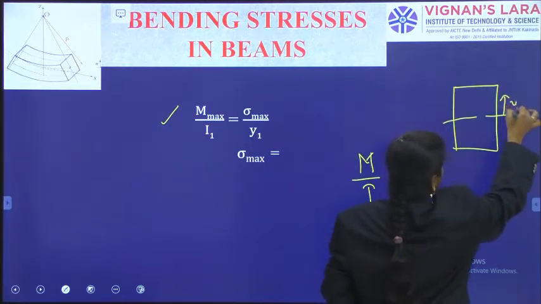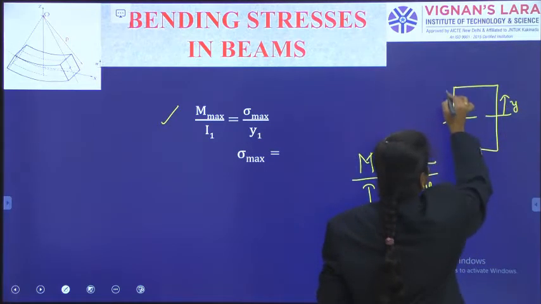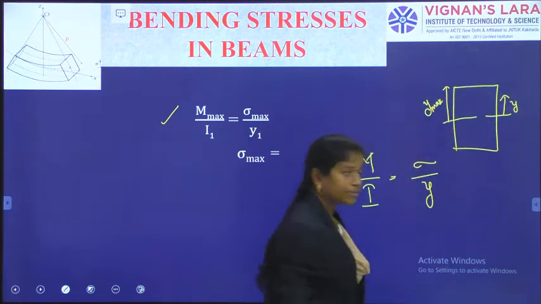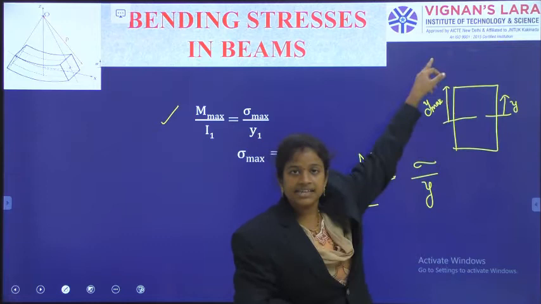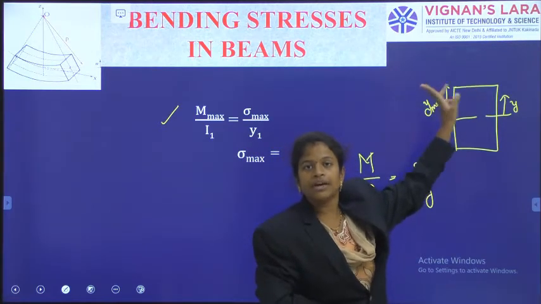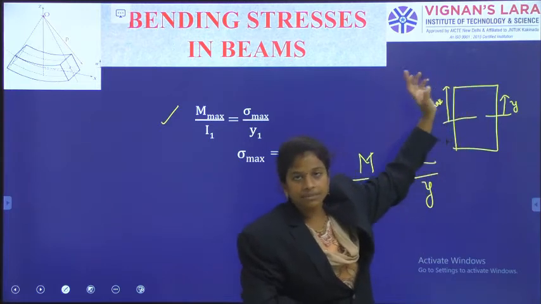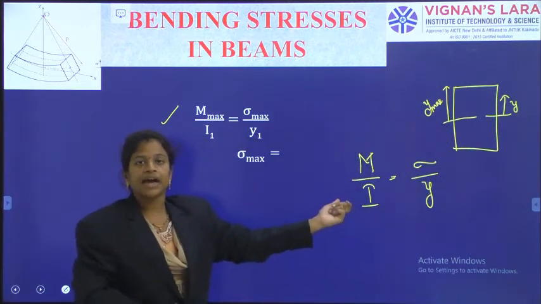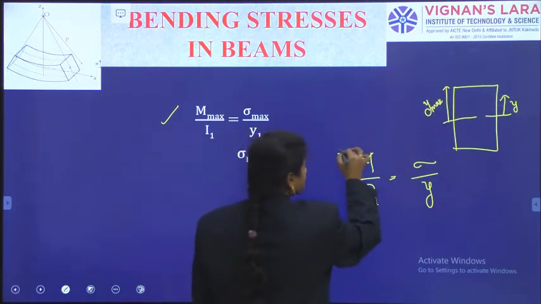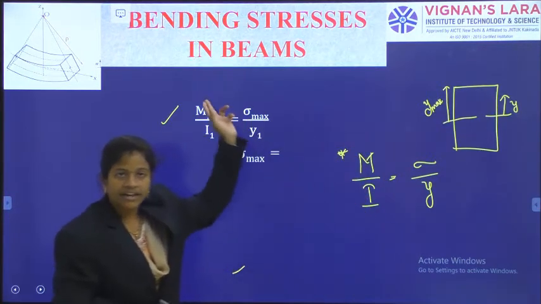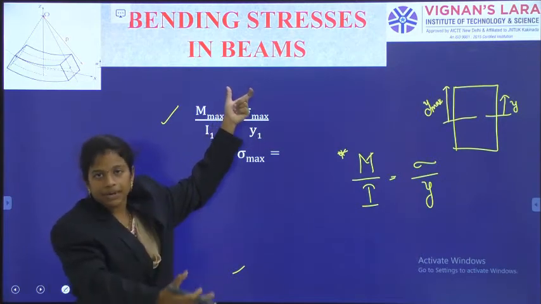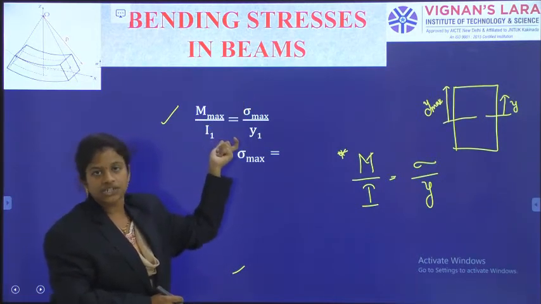At any point I can see Y as like this, but when I am reaching the extreme fiber I can say that as Y maximum. When the distance is becoming extreme, the stress also will become extreme. So Y becomes Y maximum, sigma will become sigma maximum, and this M I can indicate as the maximum bending moment on the section. So from this pure bending theory I am writing M maximum, nothing but the maximum bending moment I am applying onto the beam, and moment of inertia of the section.